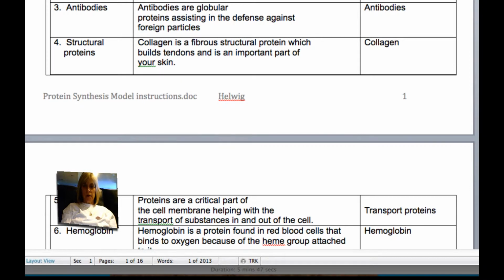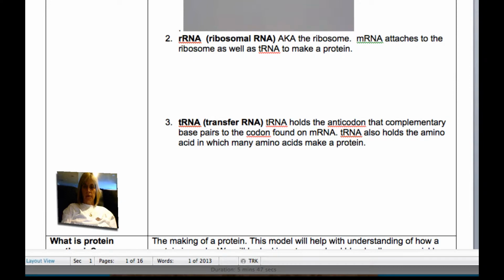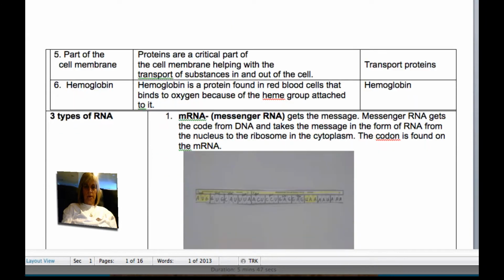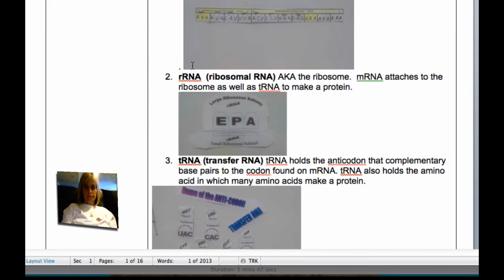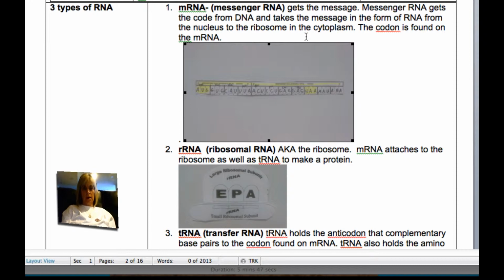Now I want to start out with the 3 types of RNA that you find in protein synthesis, and we're going to be using this kit that you have made. There are three different types of RNA. The first one we're going to talk about is messenger RNA. In your kit, it looks just like this, and it will say messenger RNA on there. We'll actually make that messenger RNA from the DNA.